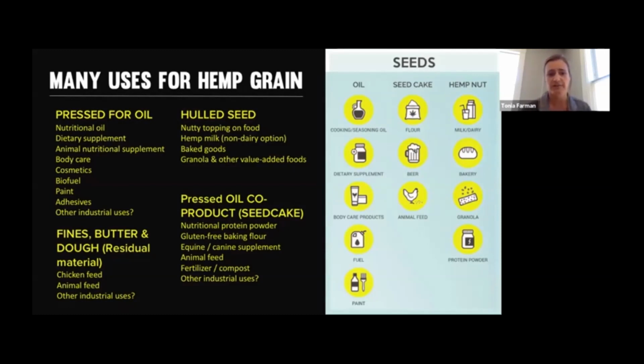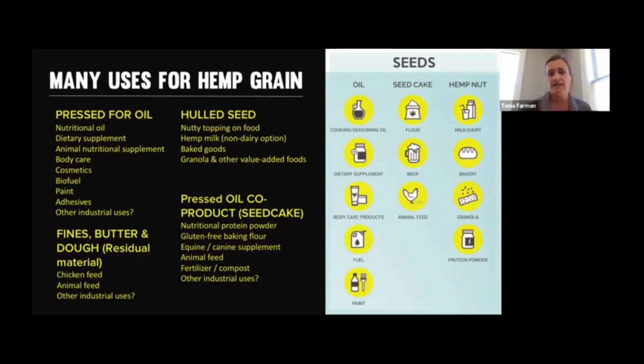The feed market, animal feed, other industrial uses. The fines are what's left over after dehulling the seeds for the hearts. Butter and dough is left over from pressing for oil. It's what collects in the bottom of the bucket or the top of the bucket from pressing for oil. And these are products that we don't have markets for right now, or ingredients we have markets for.